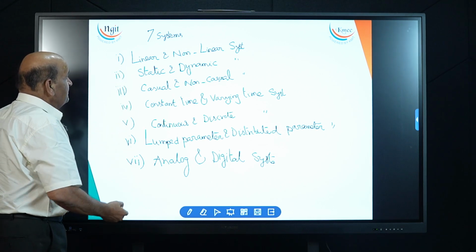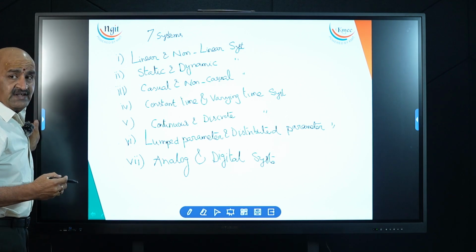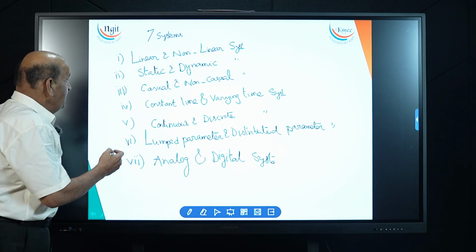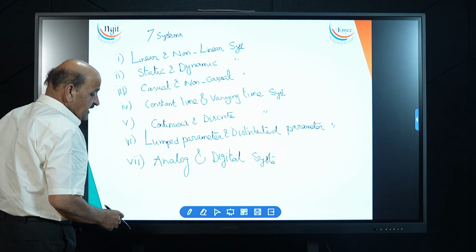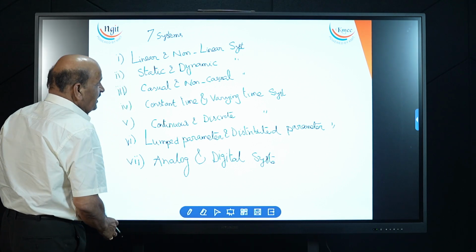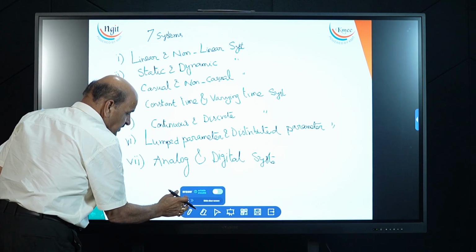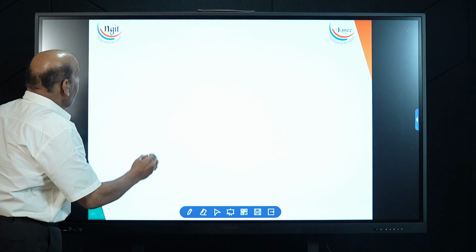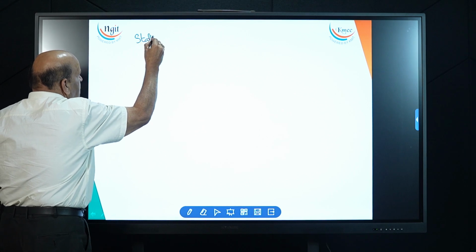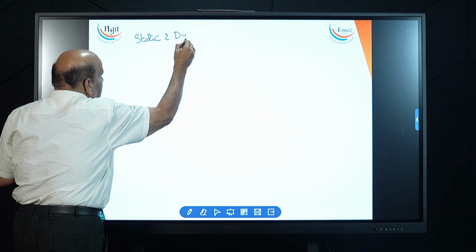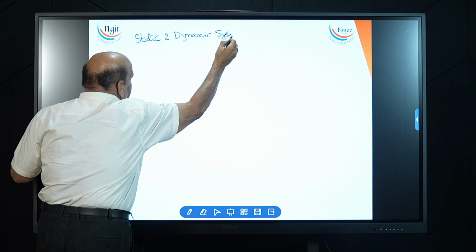Wherever a mathematical analysis is possible, we have to discuss it for its complete analysis. Let us start with static and dynamic, and after that we will discuss linear and the others. So now we are beginning with static and dynamic systems. The first system is called static and the next one is called dynamic.